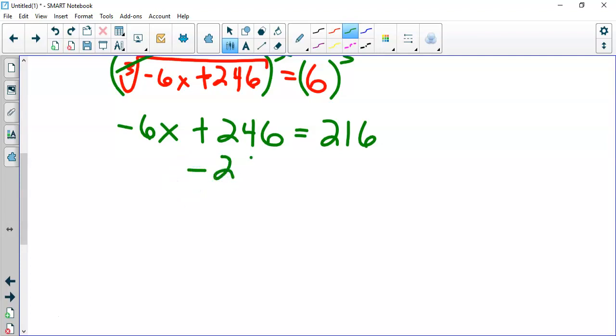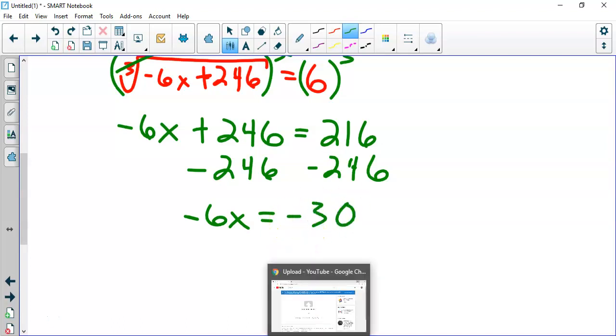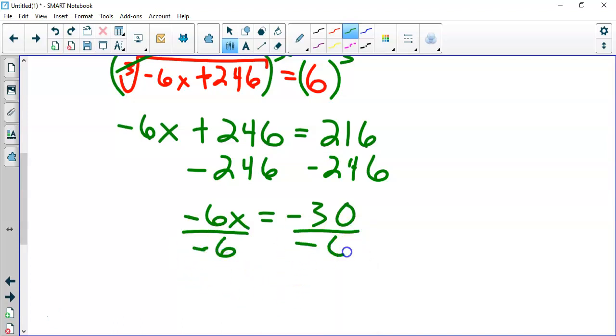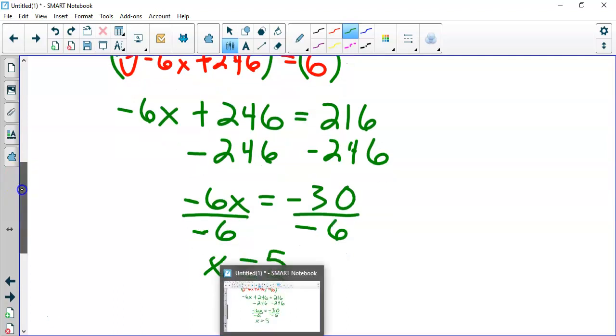Yeah, minus 246, minus 246. So I've got negative 6x equal to negative 30. And then what? Divide by negative 6. So x is equal to a positive 5. But again, you're not done. You got to check it.